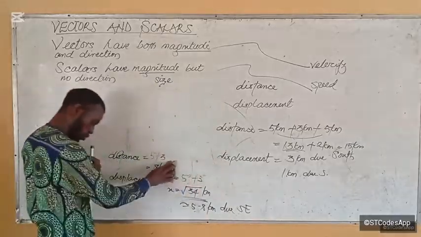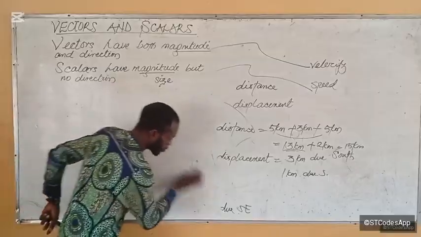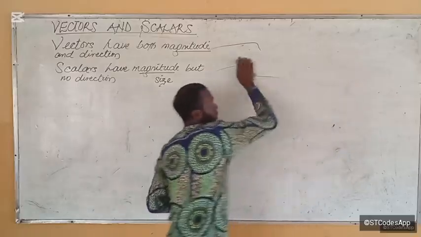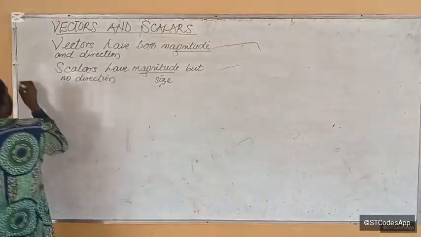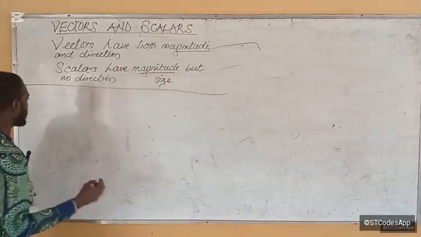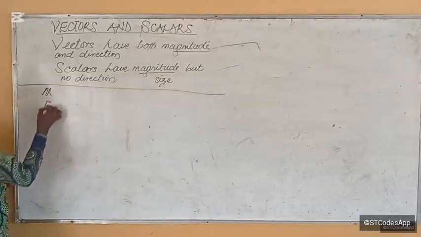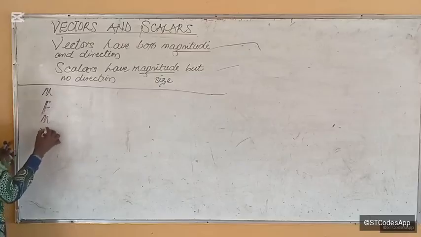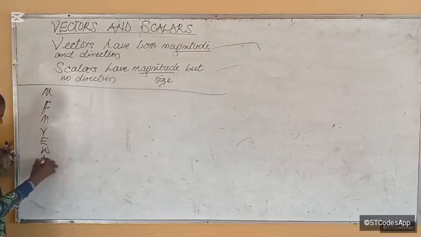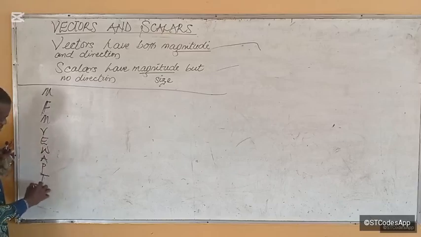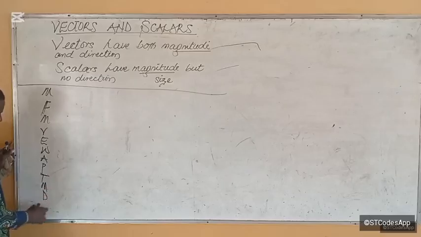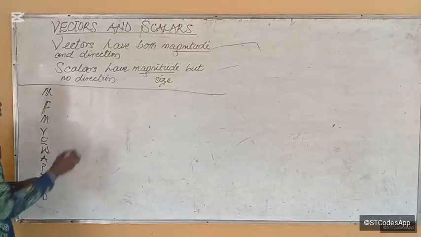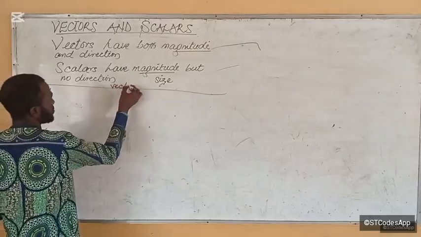Now let's talk about the examples of vectors and scalars. I'm going to take it quickly, a little faster now. What are the examples of scalars and vectors? I usually use a mnemonic. I change the mnemonic pattern, but let's see which one will work this time. MFM, VEWAP, TMD. If I remember more, I'm going to give you. So this is my vector mnemonic.